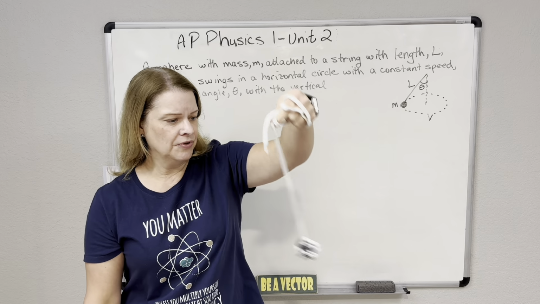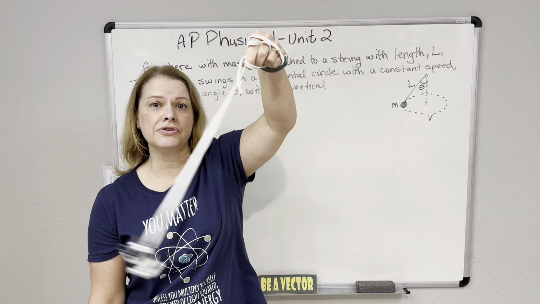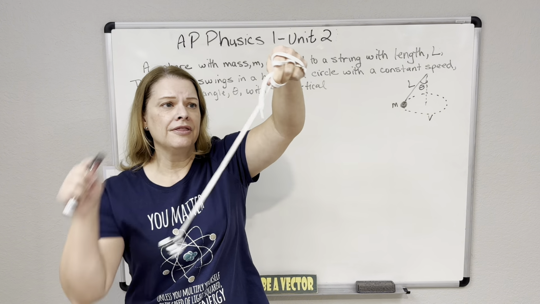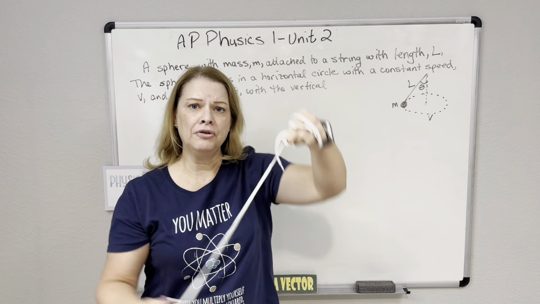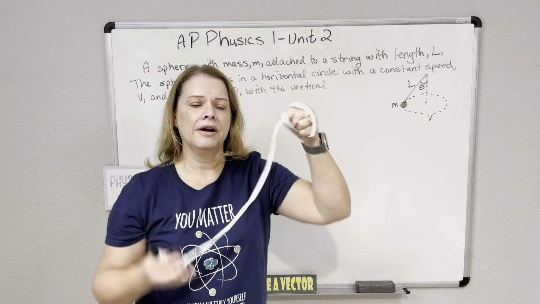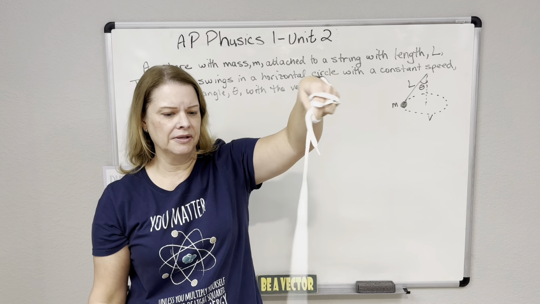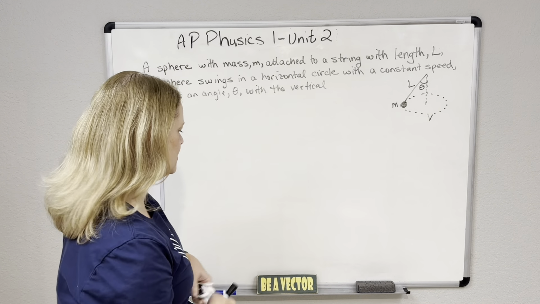Isaac is still going in a horizontal circle. However, there's now an angle of this string. It's not swinging vertically, and it's not swinging horizontally. So it's called a conical pendulum when this happens, and we're going to do a problem on conical pendulums today. So let's just get started.